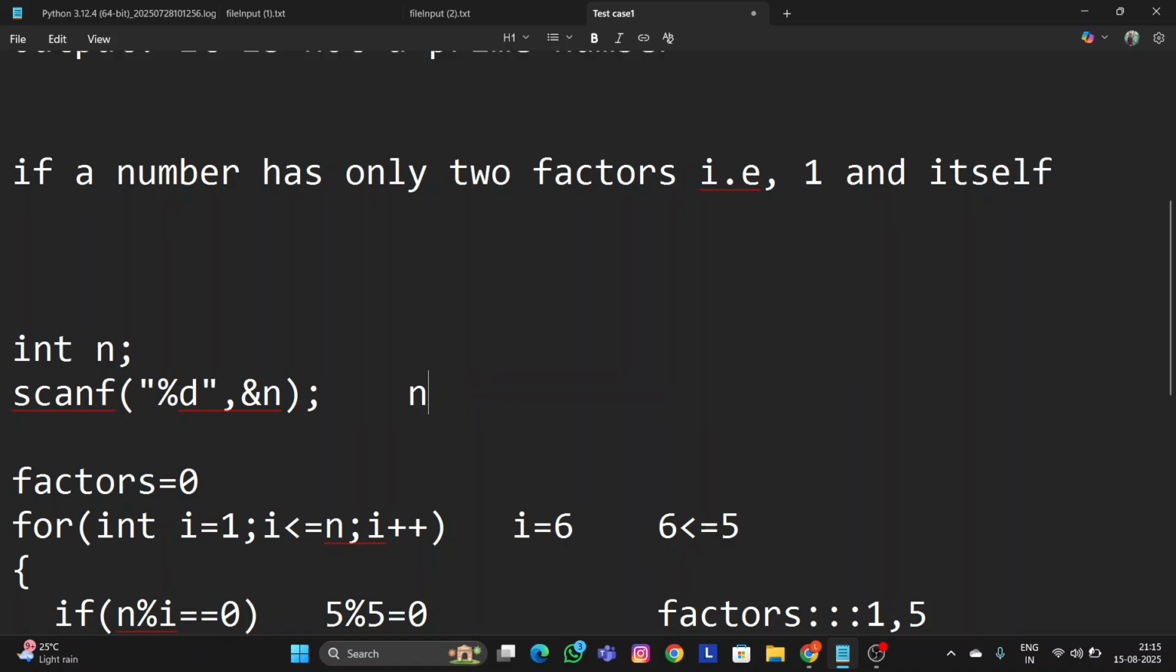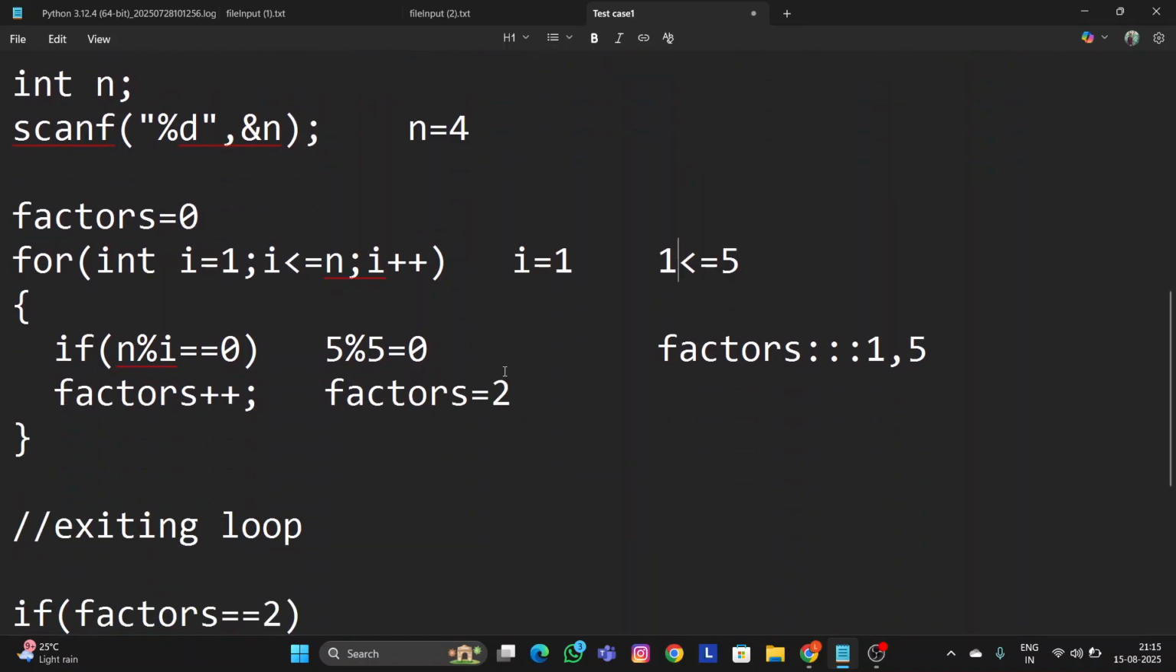If n equals 4, I am taking 4. Initially, what is the i value? Starting from 1. Is 1 less than or equal to 5? Yes, the condition is true. I am checking 4 modulo 1. What is the value? 0. So 1 is a factor. Initially the factor's value is 0, so I am incrementing the factor's value to 1.